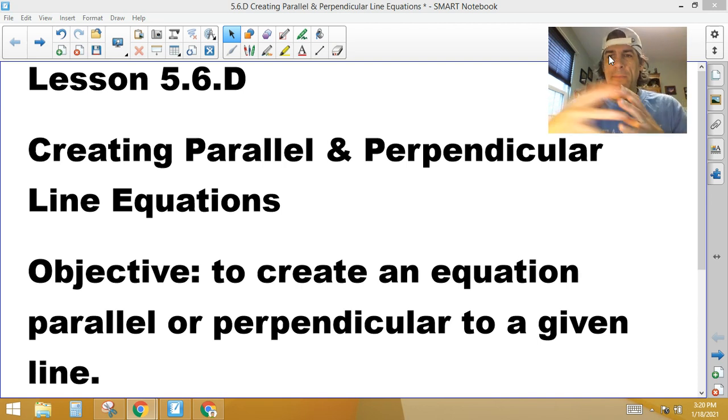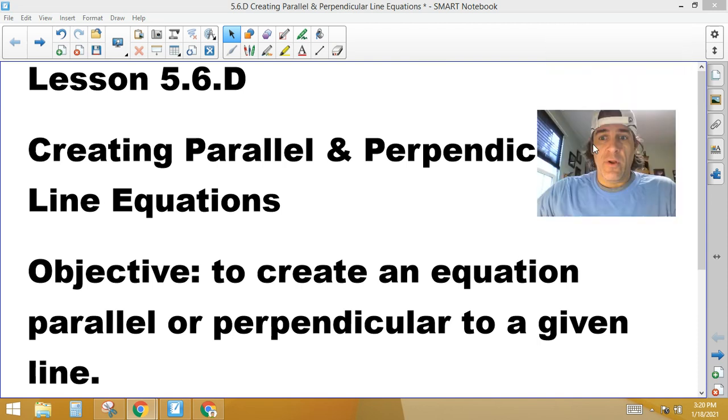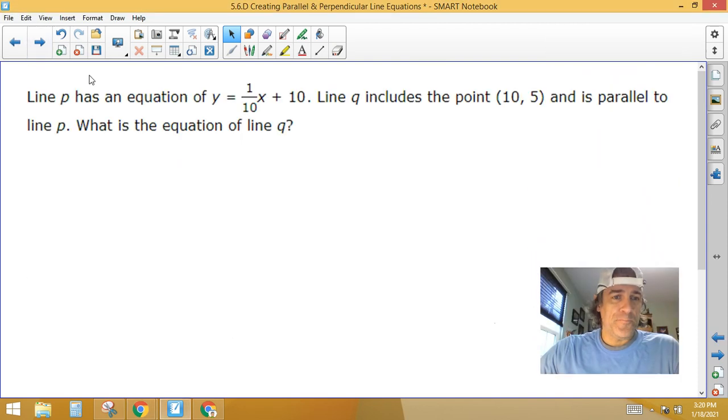Nothing really new, it's just combining those two into one. You're not going to know whether it's parallel or perpendicular ahead of time. You don't have to read the problem and figure it out on your own. Like I said, no new information. It's just going to be some examples. I'm going to walk you through three of them.